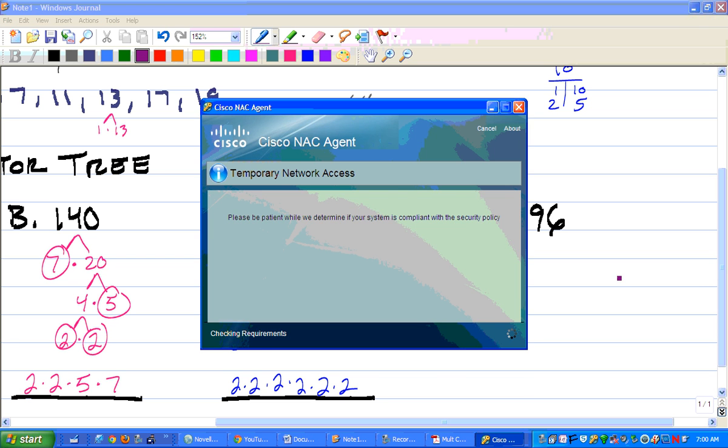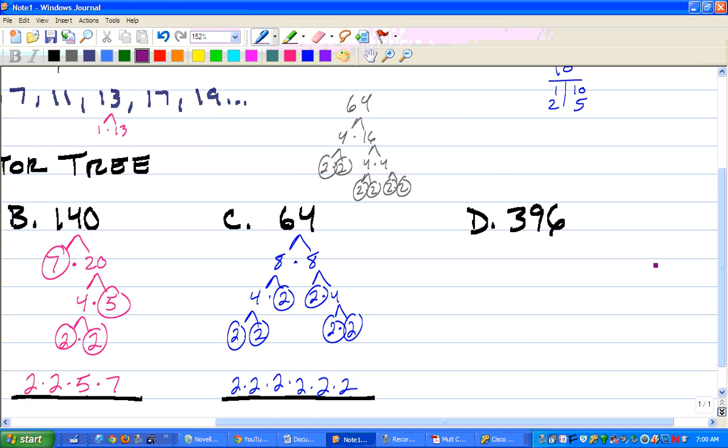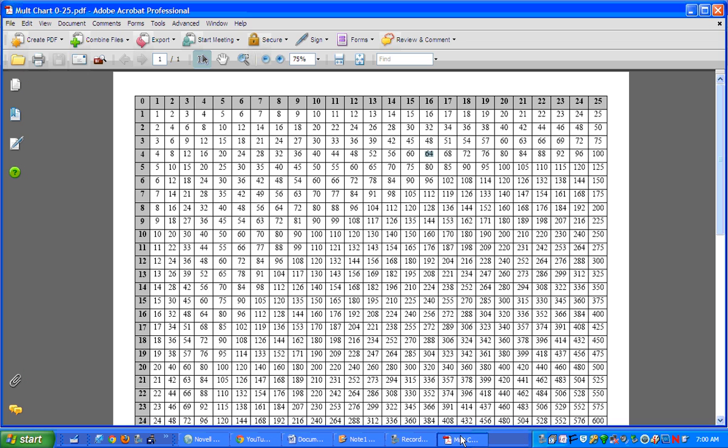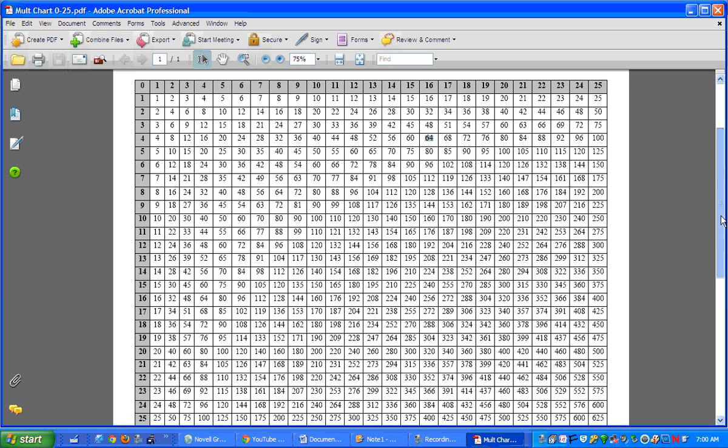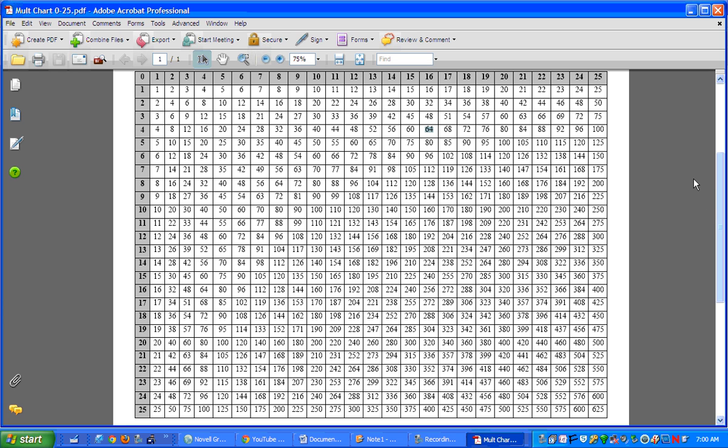All right, let's look at the number 396. Let's look on our multiplication chart. 396, where is that number? I'm looking somewhere down here. If anybody sees it before me, please help me out and shout it out.